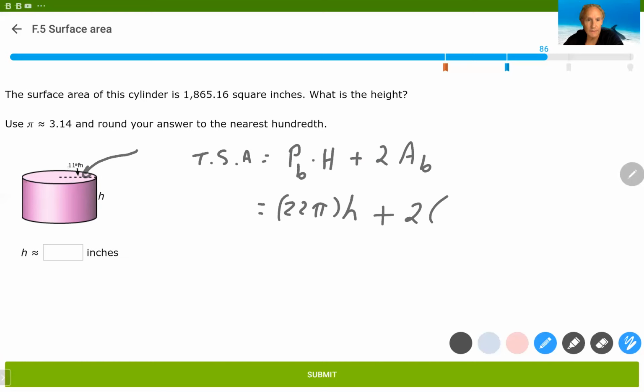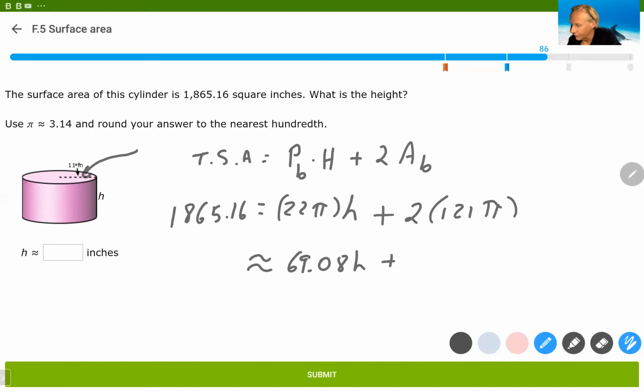Since my radius is 11 inches, that's 121 pi. And the total surface area is 1865.6. And we've got to do an estimate. So 22 times 3.14 is 69.08. And 242 times pi, approximately 759.88. Again, it's a very complicated problem, but it becomes very simple if you follow the steps.